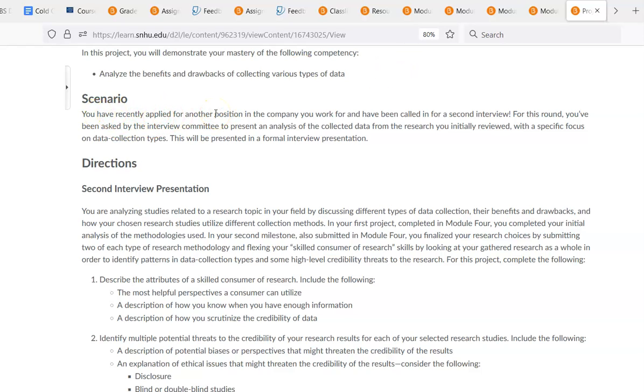Here you are applying for another position in the company you work for and have been called in for a second interview. For this round, you've been asked by the interview committee to present an analysis. Look up the word analysis if you don't know what that means. It doesn't mean an opinion, an editorial, or an observation. You're analyzing the collected data from the research you initially reviewed with a specific focus on data collection types.